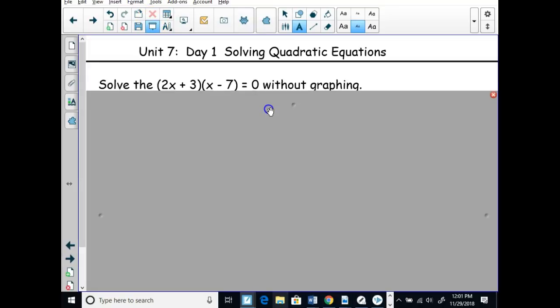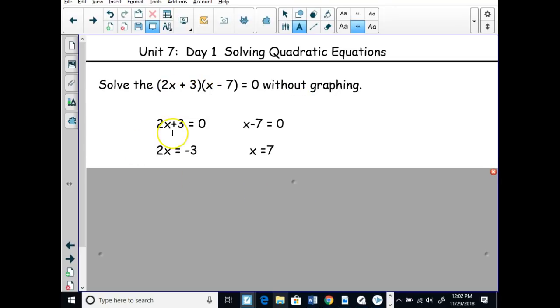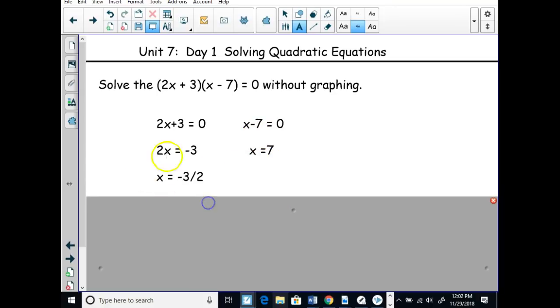Now, hopefully you can do it without graphing and you can recognize that, hey, I can solve this without graphing. I'm in intercept form right now. What do I need to do then? I need to find the x-intercepts. So I set each factor equal to 0, subtract 3, add 7, add 7. I have an x-intercept here at 7, and I have an x-intercept here at negative 3 over 2.